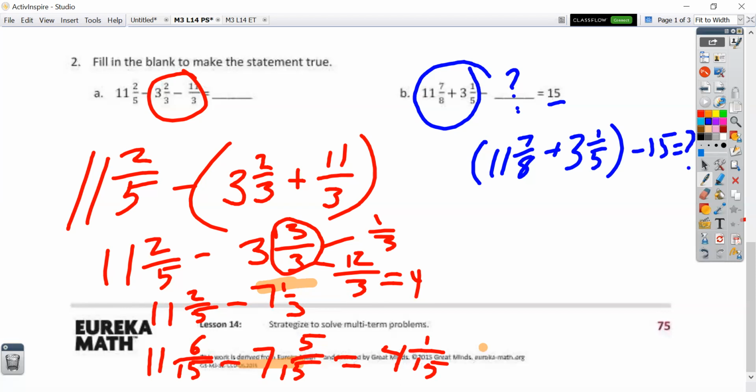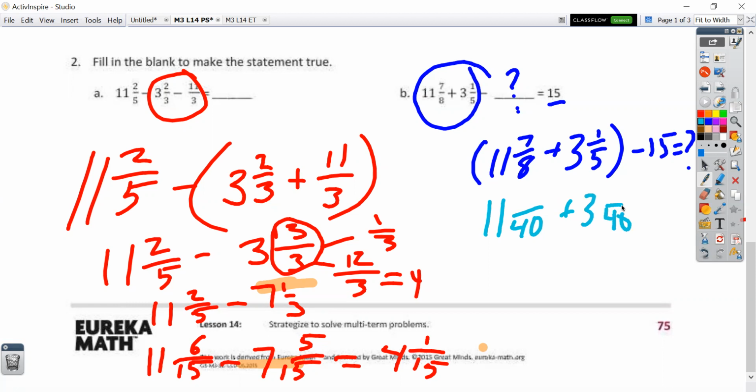So now if we think about this, well, we got 11 and 3 that we can easily add, the ones together, but we have 8ths and 5ths. So let's count by 8ths. 8, 16, 24, 32, 40. The first time that we landed on a multiple of 5 is 40, so we know that it's going to be 11 something 40ths plus 3 something 40ths.